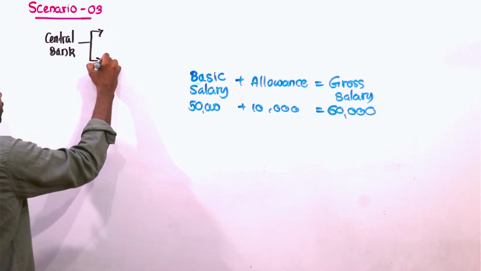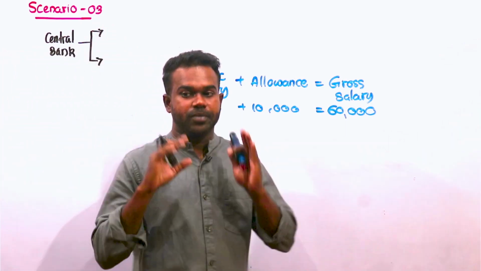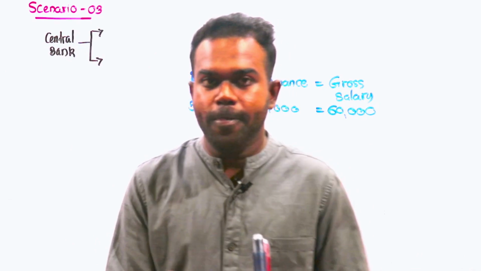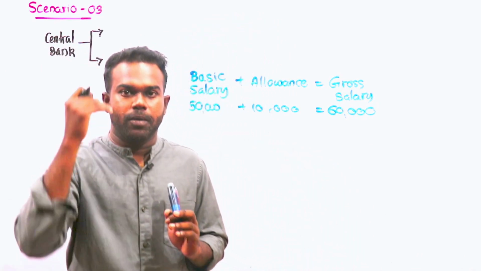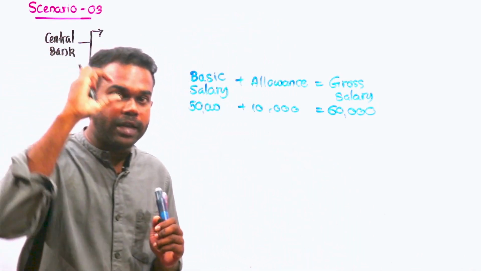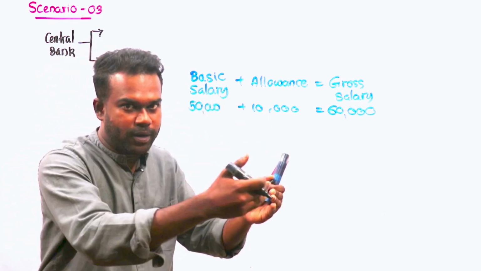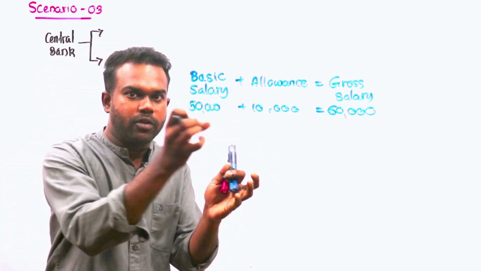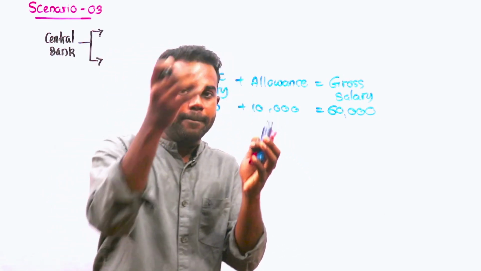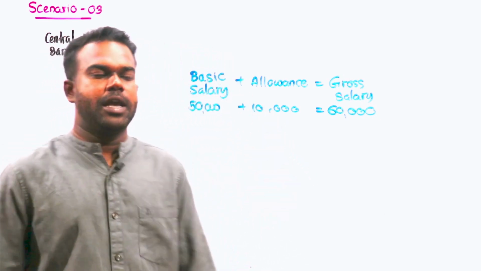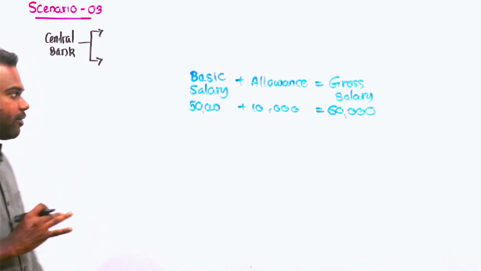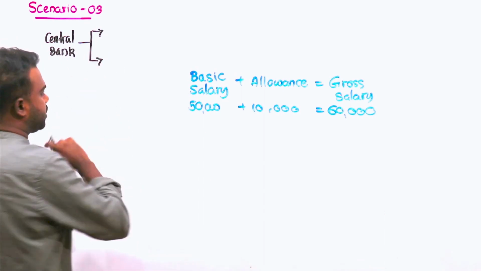But now there are two funds. Previously in scenario number 2, I told you the government says, please deduct 10% and pay it to the government, to that fund, the EPF fund, which is deducted from the employee's salary, right?